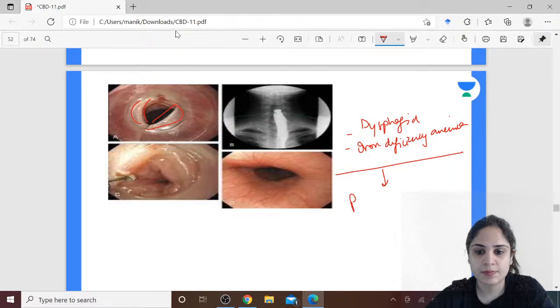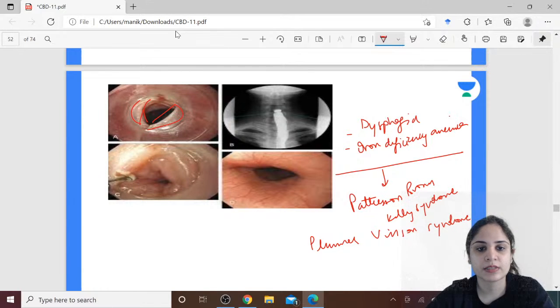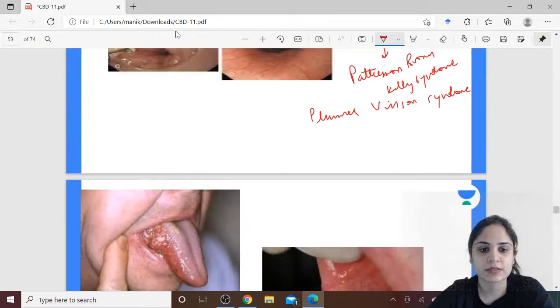Yes, so this is Patterson-Brown-Kelly syndrome, or this is also called as, what is the other name? It is also called as Plummer-Vinson syndrome. Okay, so the picture that I have given you over here is nothing but of a esophageal web. Esophageal web that is causing the dysphagia.